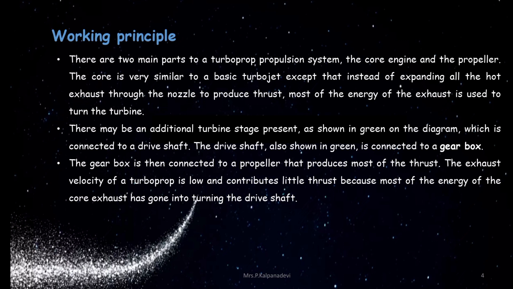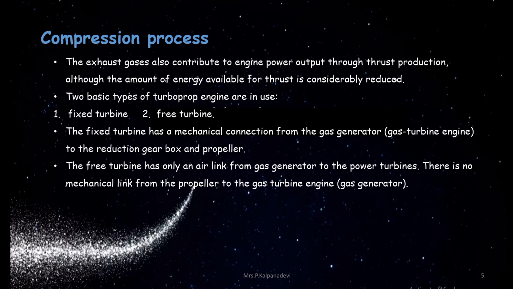Next, there are two main parts in a turboprop: the propulsion system and core engine, and the propeller. The core is very similar to the basic turbojet engine, except that instead of expanding all the exhaust gases through the nozzle to produce thrust, most of the energy of the exhaust is used to turn the turbine. There may be an additional turbine stage, shown in green on the diagram, which is connected to a drive shaft. The drive shaft, also shown in green, is connected to a gearbox. The gearbox is then connected to a propeller that produces most of the thrust.